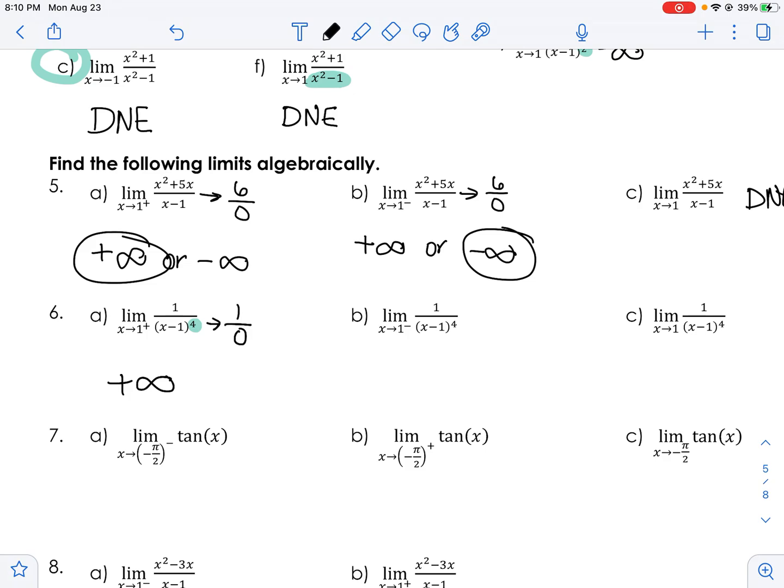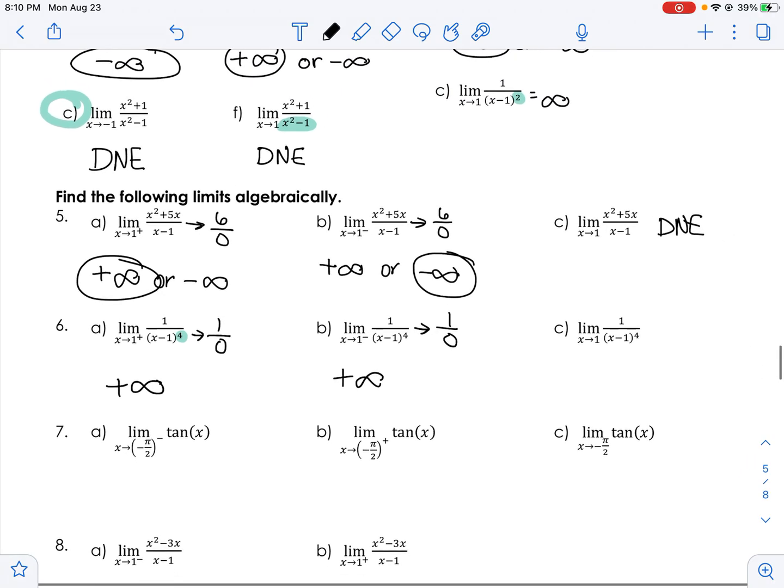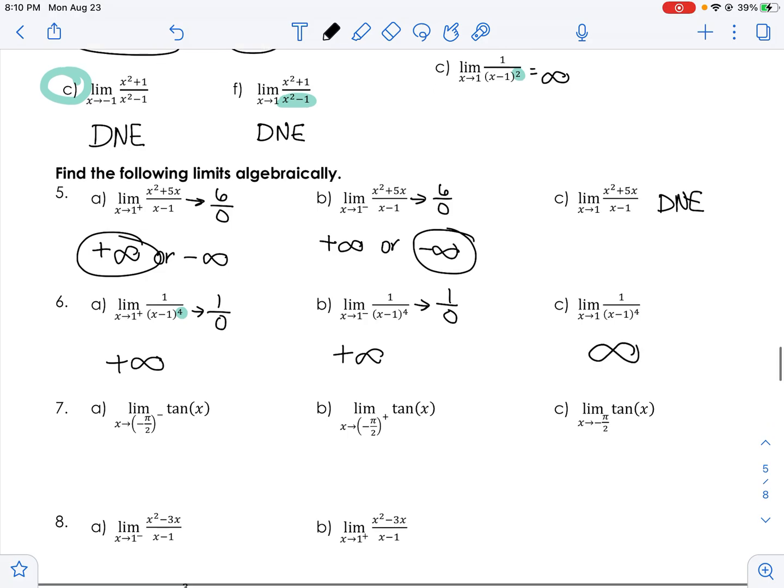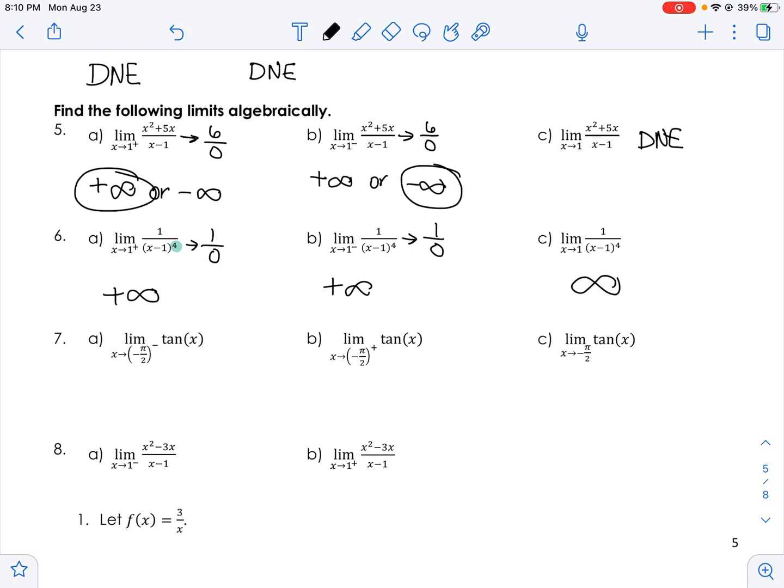Okay, looking at answer or question B. Okay, again, when I try direct substitution, I get 1 over 0. So when I plug in 0.99999, I get a negative number. But when I take a negative number to the fourth power, it turns out positive. So therefore, this is going towards positive infinity. And so my left side of the limit matches the right side of my limit. Therefore, the limit is also positive infinity for that one. Okay.